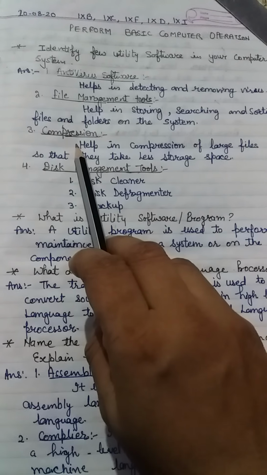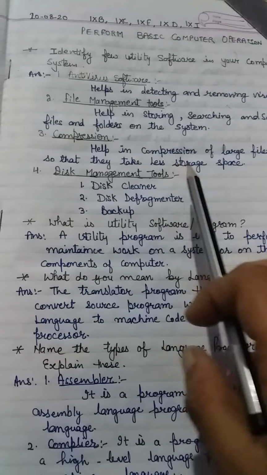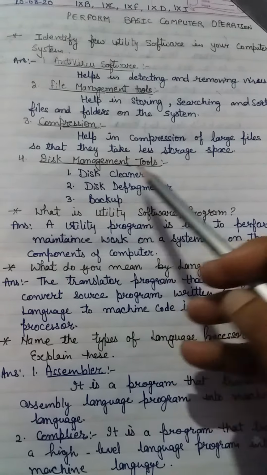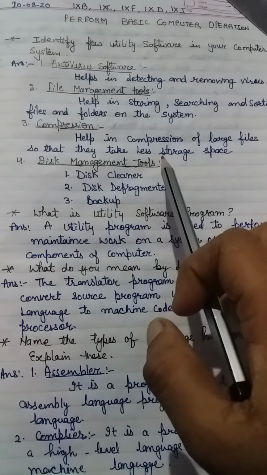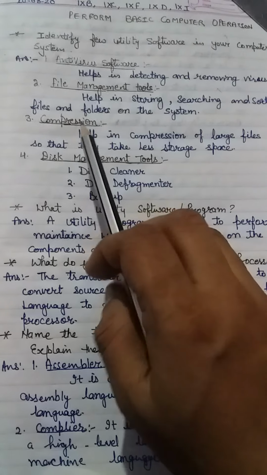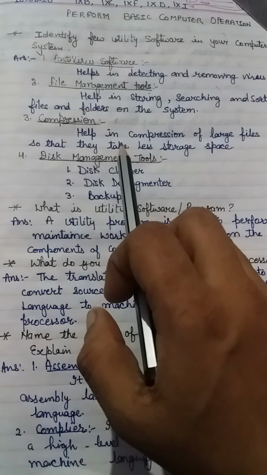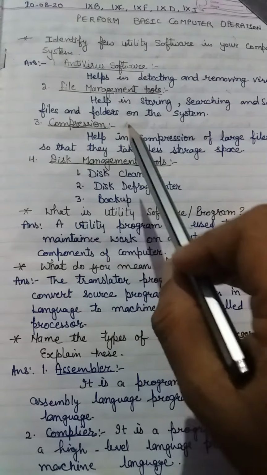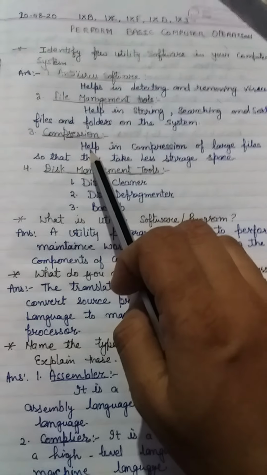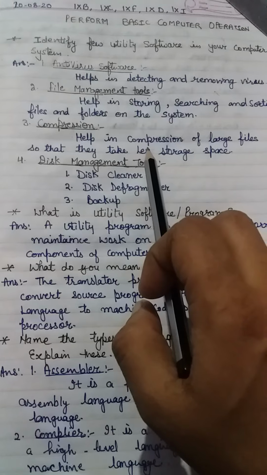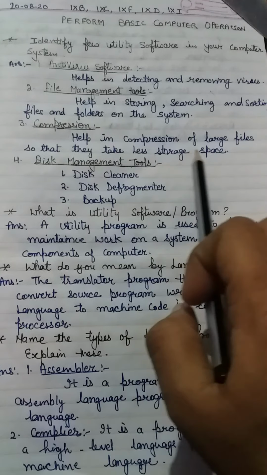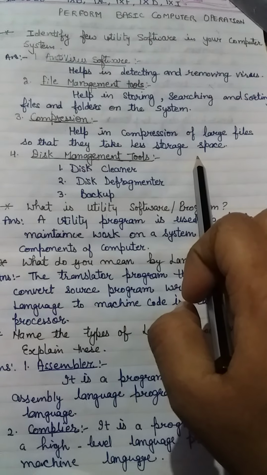And the next utility software is compression. Sometimes you have a file with a large storage size, and to convert it to take less storage space, we use different types of compression software. Online we also use it, and you can install it on your computer system, which also helps maintain your files and folders. Now I read out in detail: it helps in compression of a large file so that it takes less storage space. That's why we use compression utility programs.